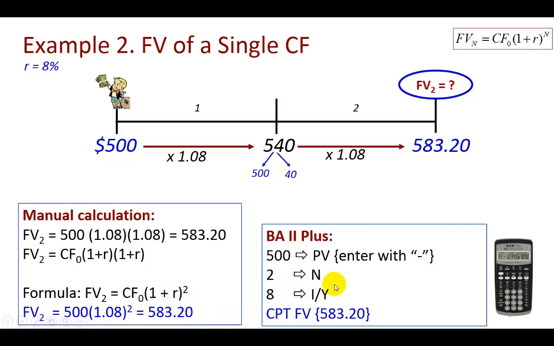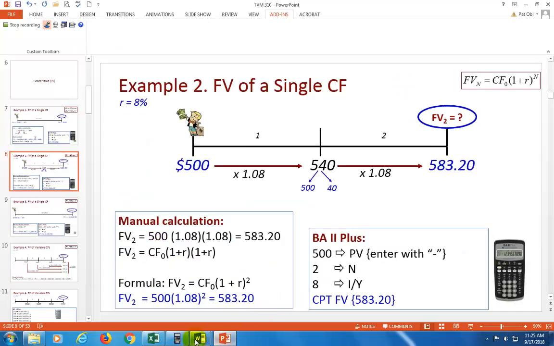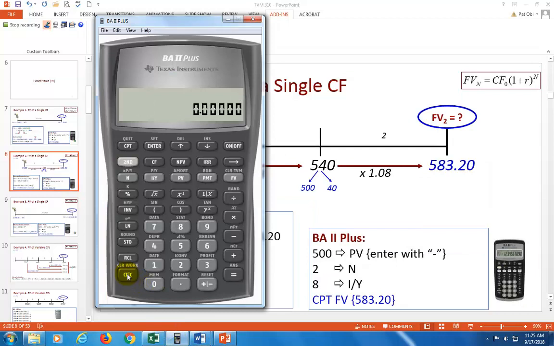It's a lot easier when you use the BA2+. So let's go there, bring it up, clear the screen, and go second, clear TVM, second, clear work. You put in 500, with a negative, as your PV. You put in 2 as your N, and 8 as your I, and then you compute future value, and that's your answer right there.